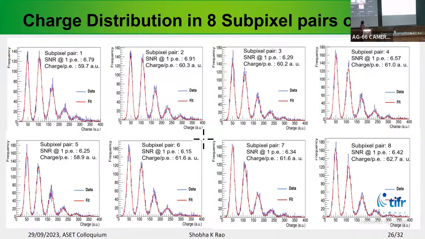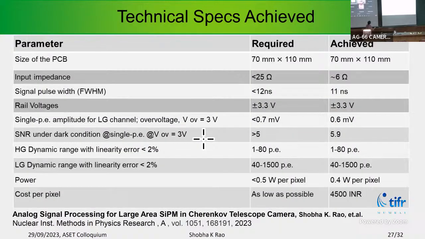And this is the charge distribution of the SiPMs in the pixel sensor. We have 16 pixel sensor, but the amplifier channel is only 8. So what we have to do, because finally these are summed, is we need to have a uniform charge in all the subpixels. So this variation, if you see, is less than 2% in our case. This is the technical specs achieved, and this has been published in this paper.